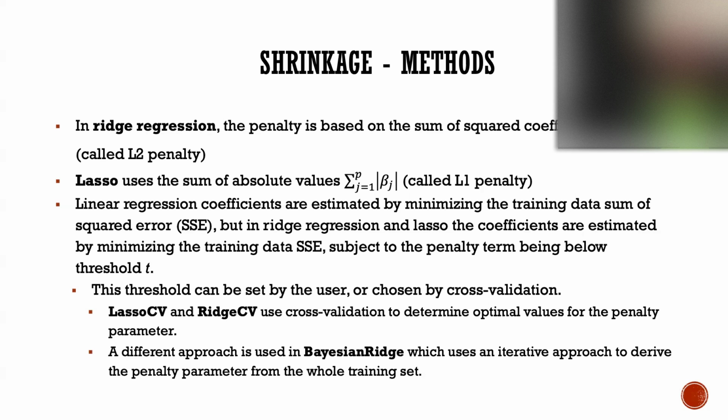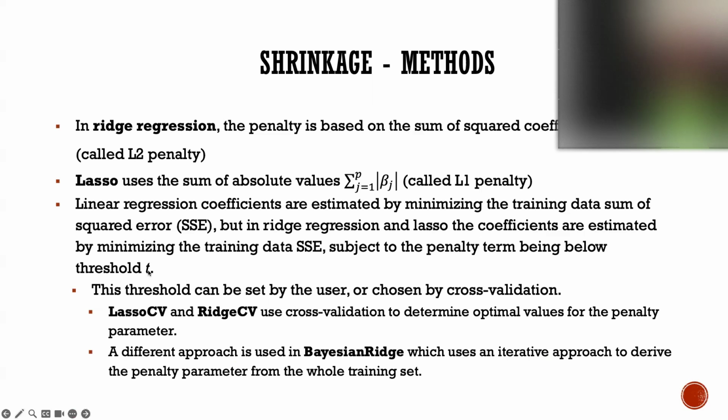So here in linear regression, typically we are estimating the model by minimizing the training data sum of squared errors, right? We talked about this, that we're looking at a single line which reduces the error between the points and that line. Ridge regression and Lasso, they are trying to minimize the training data sum of squared error, similar to linear regression, but there is also an additional aspect which is subject to a penalty term. And we decide a threshold at which we decide that there should be a penalty. So we have that additional aspect added to it beyond what we typically have in multiple linear regression.